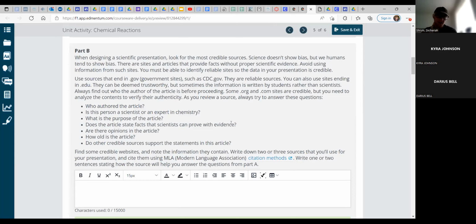And some good questions to review a source are listed here. So who wrote the article? Why do they care? What are they trying to say? Are they a scientist? Do they know a lot about chemistry? Or are they a business person or just some guy down the street, right? You gotta kind of see who's saying what, where they're coming from, and what they're trying to say. What is the purpose of the article? Does the article state facts that scientists can prove with evidence?